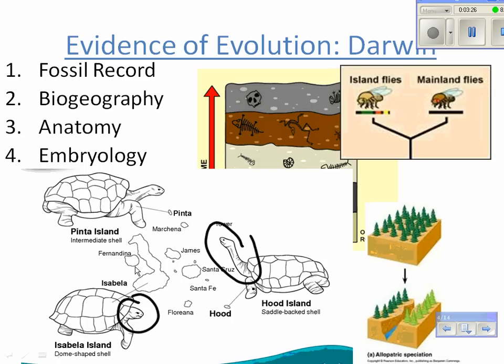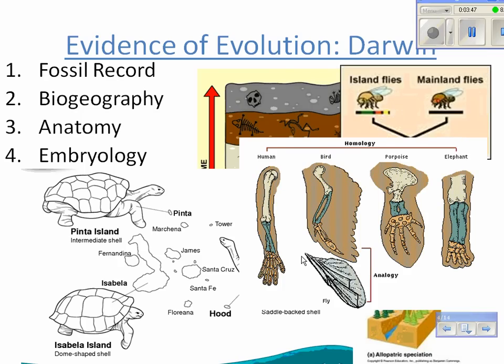Interesting. So this is another example here with the trees, that one species can be somehow separated and then change because of that separation. And that's what's happened here with the island species as well.